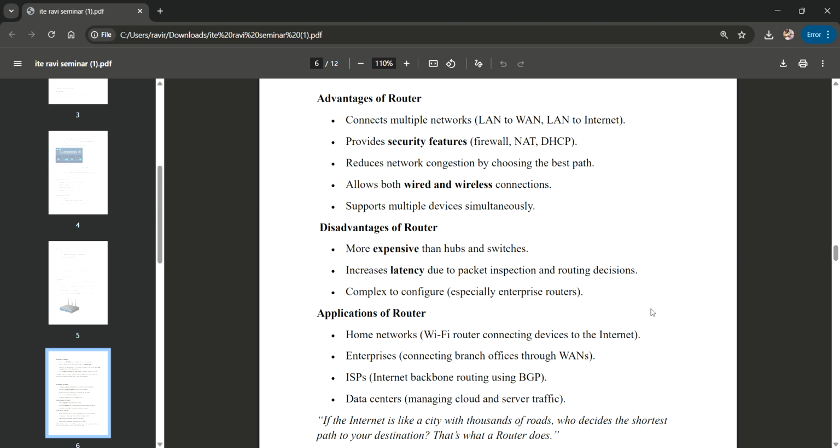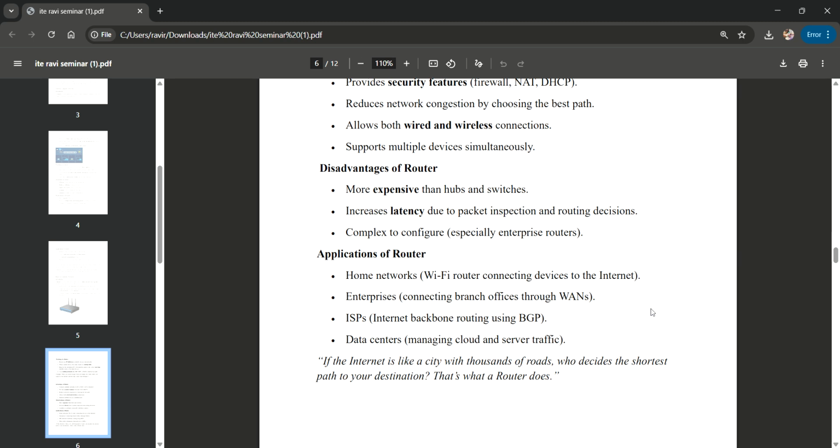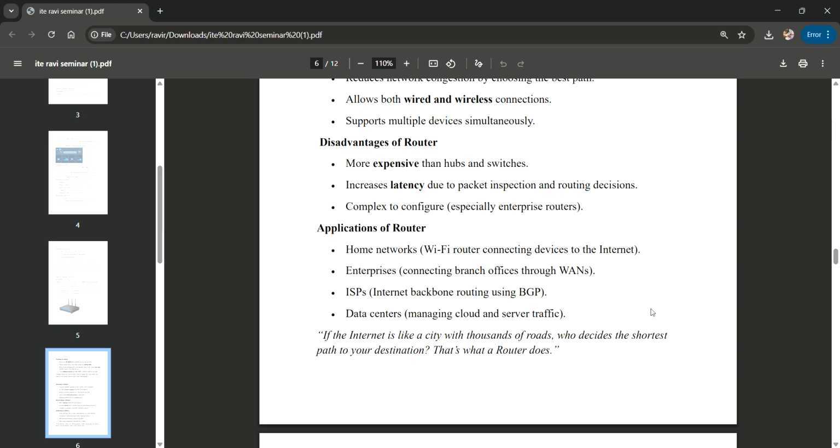Applications of a router. It is used for home networks, where the Wi-Fi router connects devices to the internet. It is used in enterprises for connecting branch offices through WANs, and it is used in ISPs, that is, for internet backbone routing using BGP, and also it is used in data centers for managing cloud and server traffic. So if the internet is like a city with thousands of roads, then the router decides the shortest path to your destination.